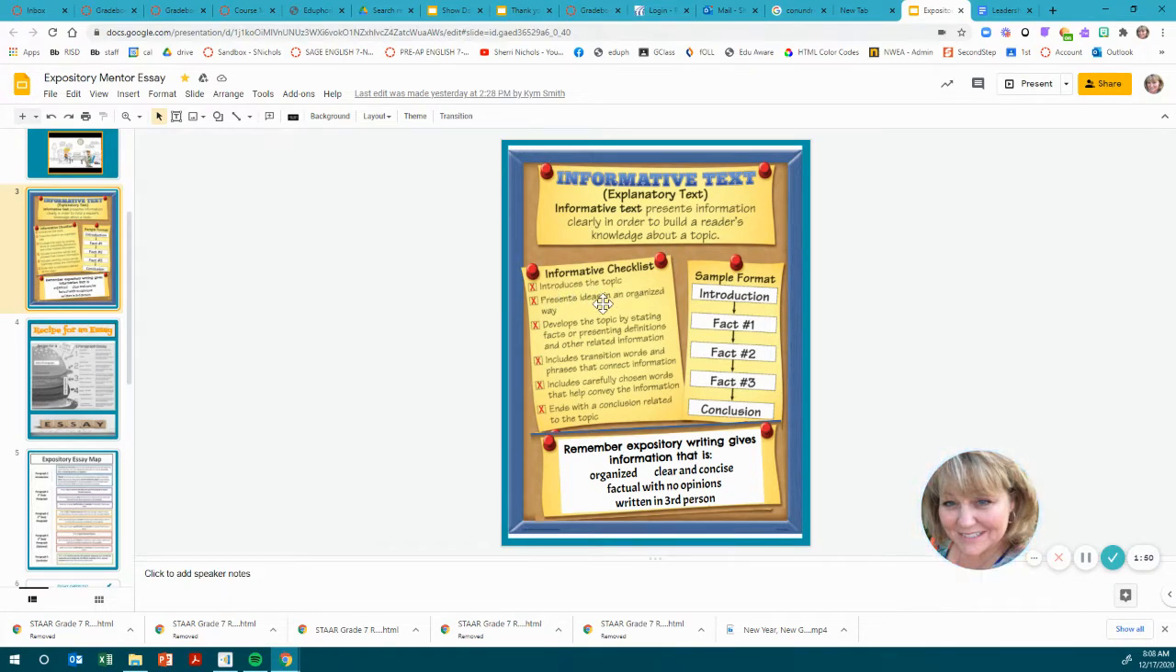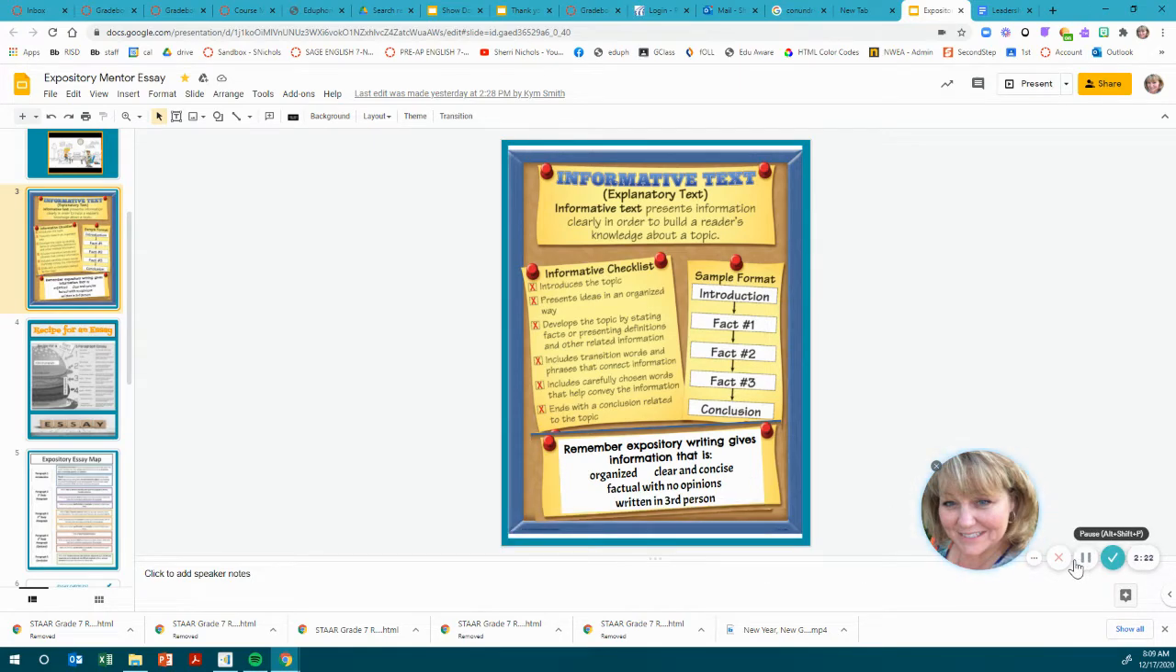You must introduce the topic, because typically in an English class or a writing class, you're given a prompt to write about. It presents ideas in an organized way. It develops the topic by stating facts or presenting definitions and other related information. It includes transition words and phrases that connect all of the information. It includes carefully chosen words that help convey the information, and it ends with a conclusion related to the topic.